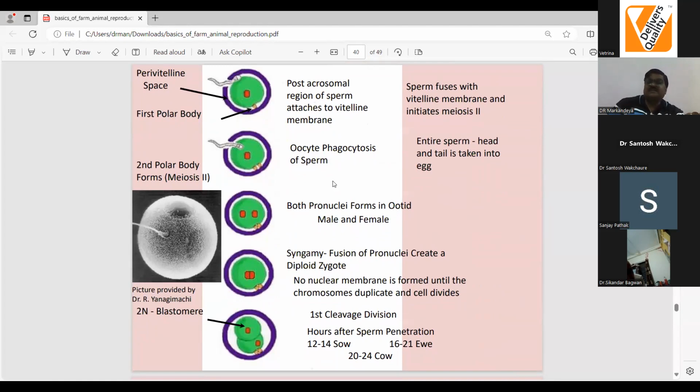See, these are something like the steps in the fertilization process.